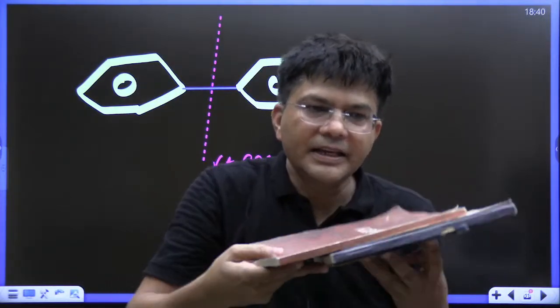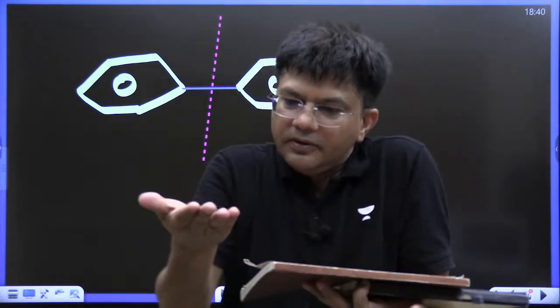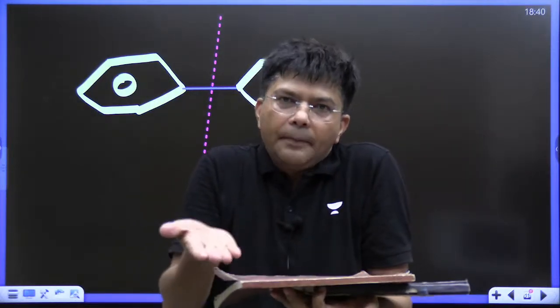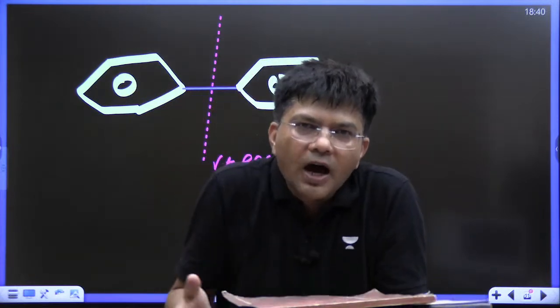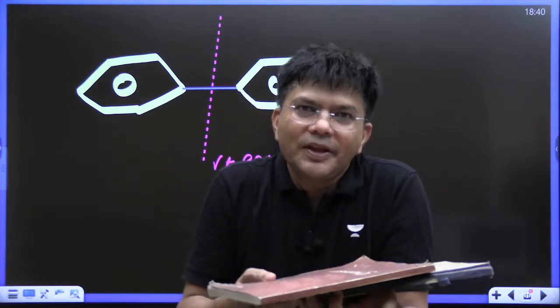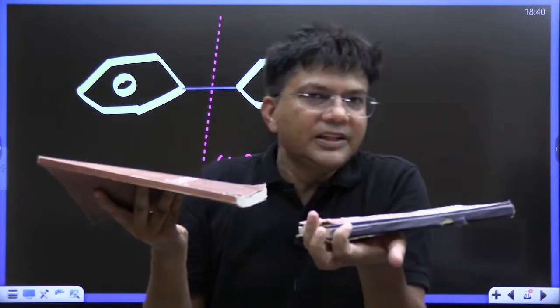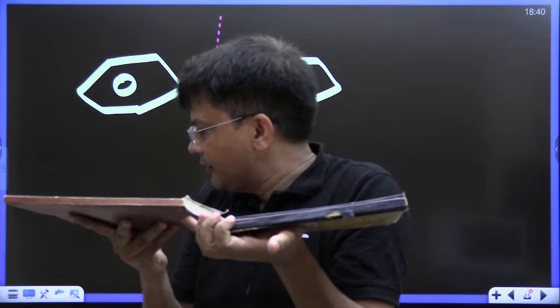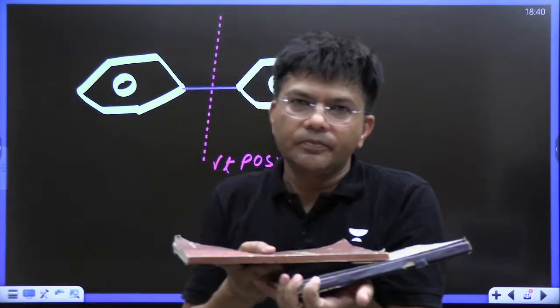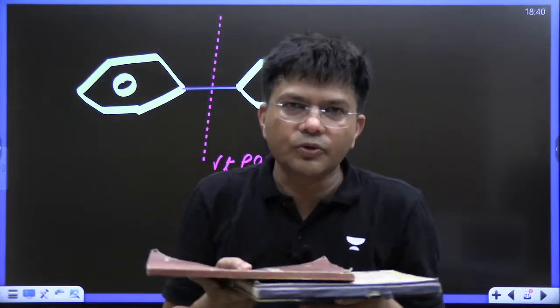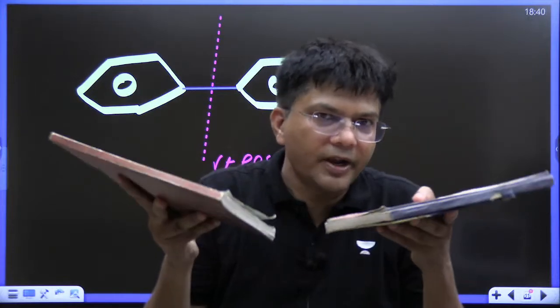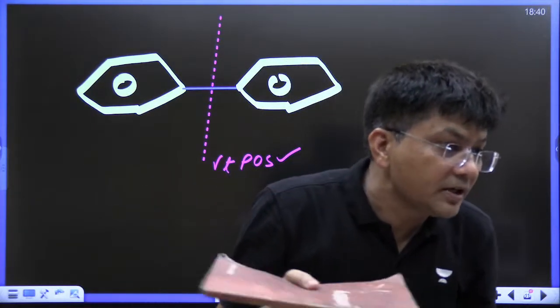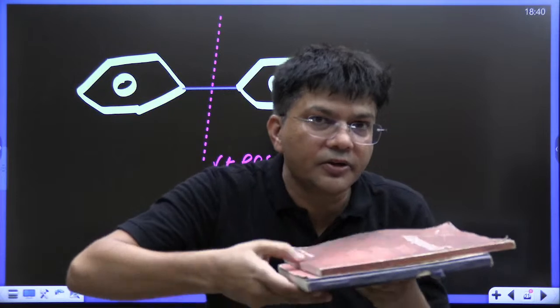Now, I can even cut these two phenyls like this. This is the sandwich cut, upper half and lower half. They will be same. So either way I can cut, we will get a plane of symmetry. Everyone is able to understand? Keep on telling me yes.